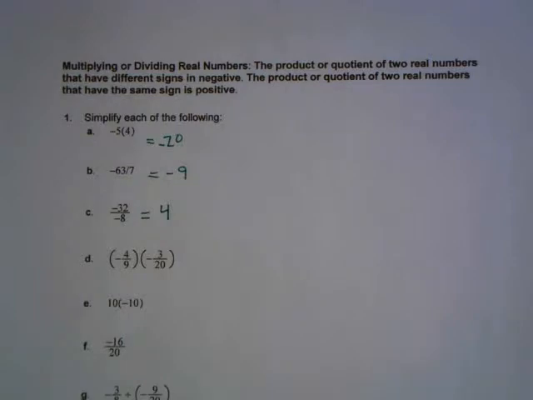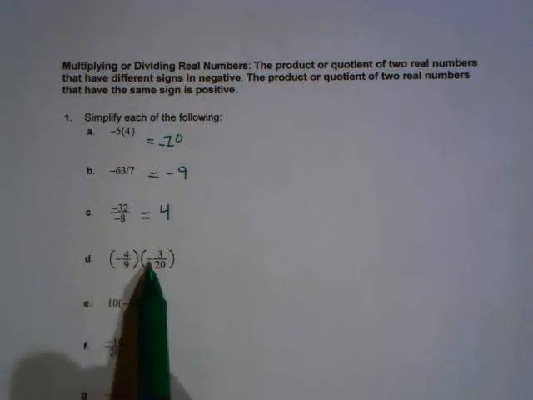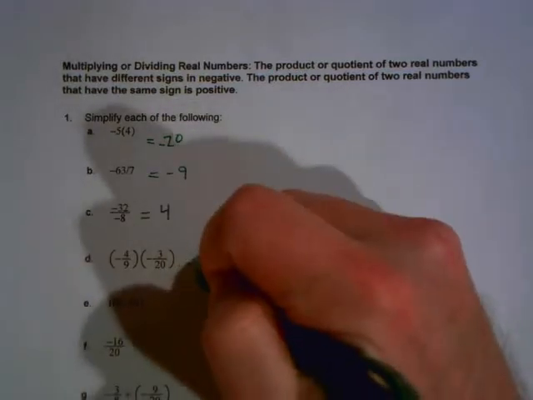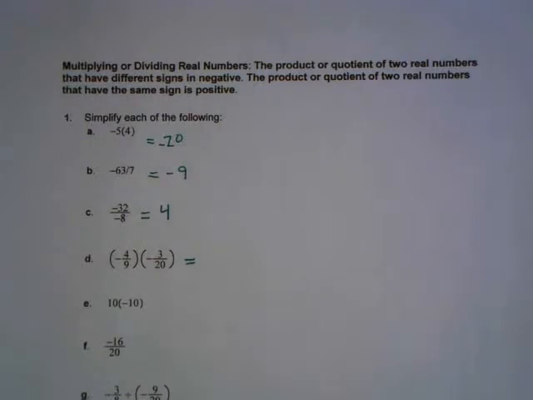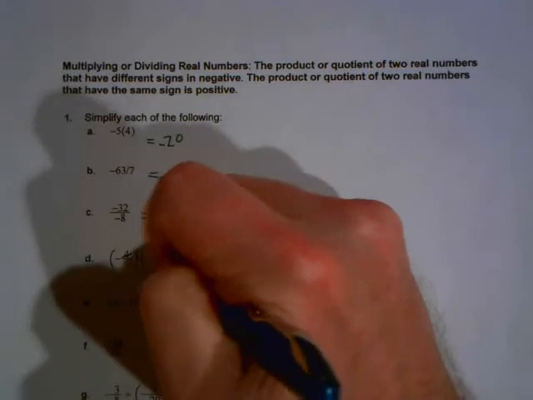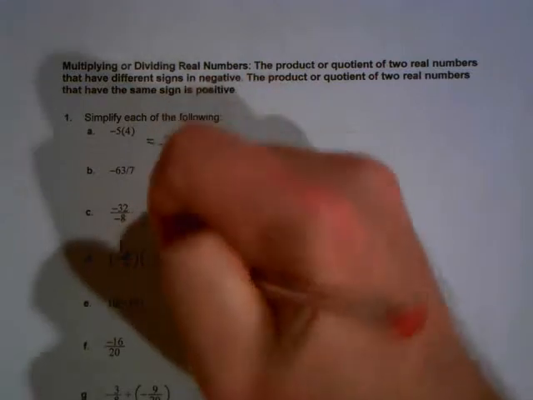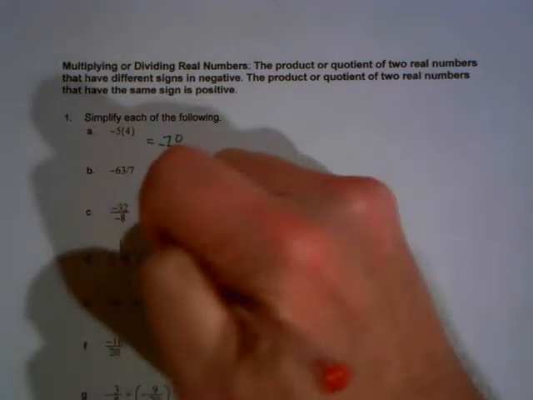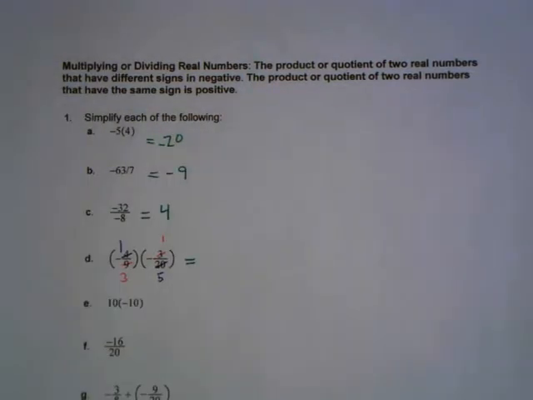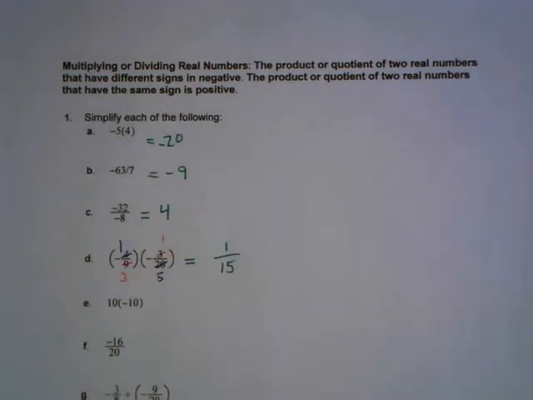And then finally, for me, part D. Part D, once again, I see I have a negative and a negative. They have the same sign, so my answer is going to be positive. I have some fractions. I see some things that I can reduce. I can reduce the 4 with the 20. That's a 1 and a 5. I can also reduce the 3 and the 9. That's a 1 and a 3. I already determined that my answer was going to be positive because I was multiplying two negative things together. I multiply my tops, that's 1. Multiply my bottoms, that's 15. There's my answer.